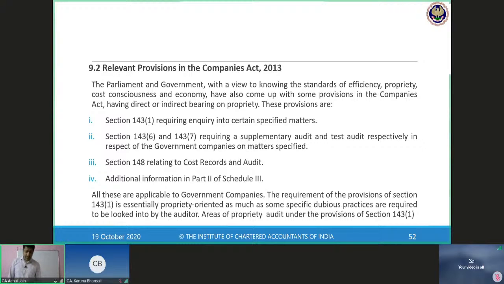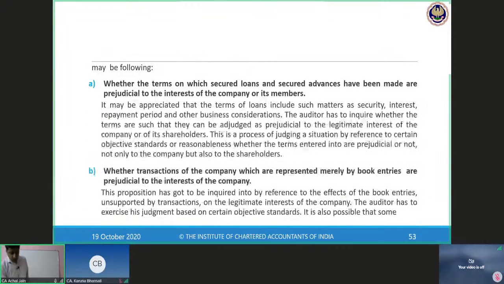Now, as we have discussed, there are certain provisions in the Companies Act which also cover various aspects of propriety audit. So now we can get on to some of those provisions. The requirements of section 143(1) are essentially propriety oriented, as some specific dubious practices are required to be looked into by the auditor. Areas of propriety audit covered under section 143(1) could be the following.